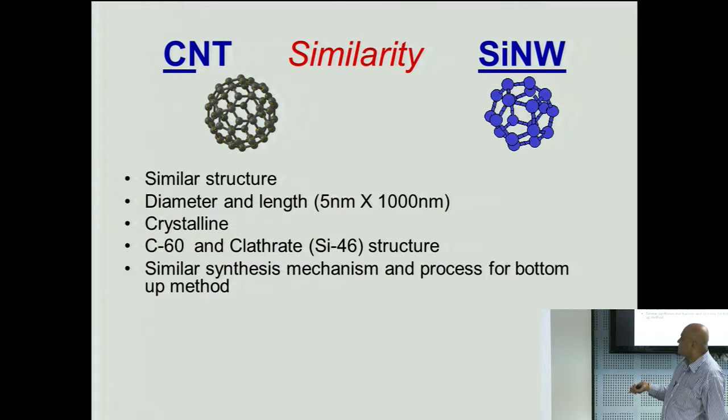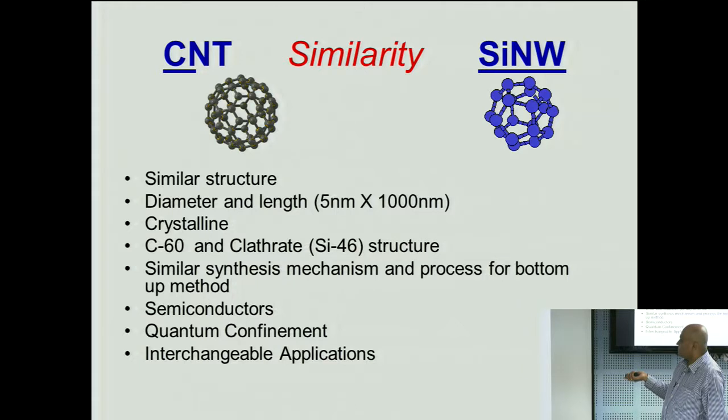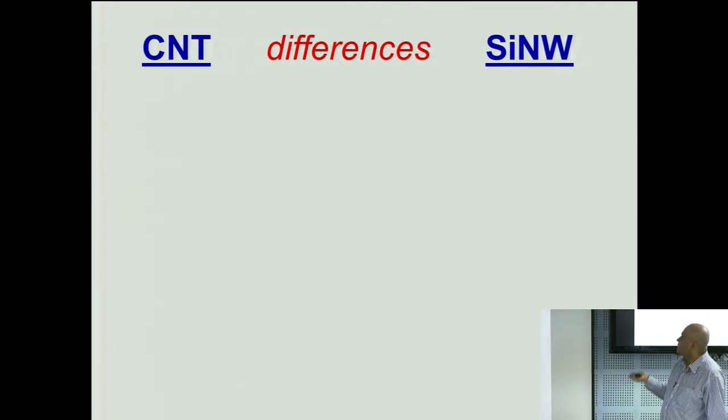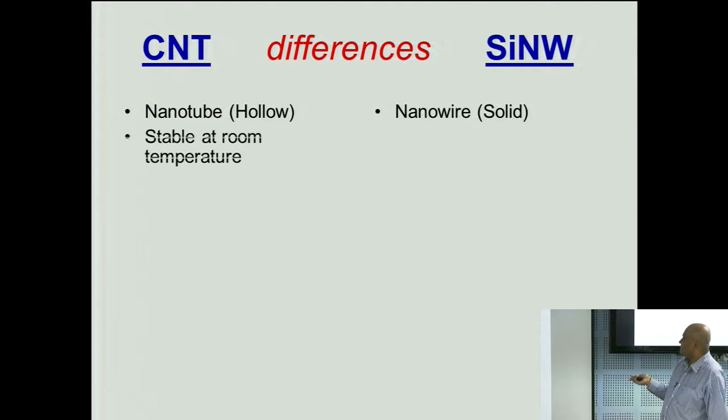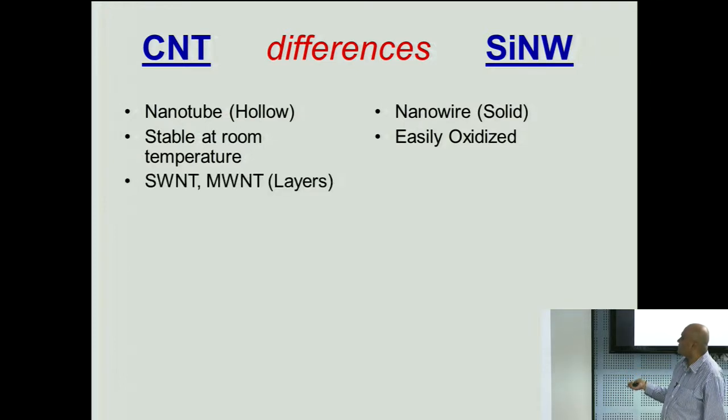So, similar synthesis mechanisms, they are semiconductors, both exhibit quantum confinement. There are some applications where you can use them both, though silicon's mechanical properties are not as strong as those of carbon. Carbon's mechanical strength properties are better. What are the differences? Main, solid and hollow. Carbon nanotube is stable at room temperature, but silicon has one of the main problems: it oxidizes. So, you would very rarely find pure silicon, you would find it oxidized.